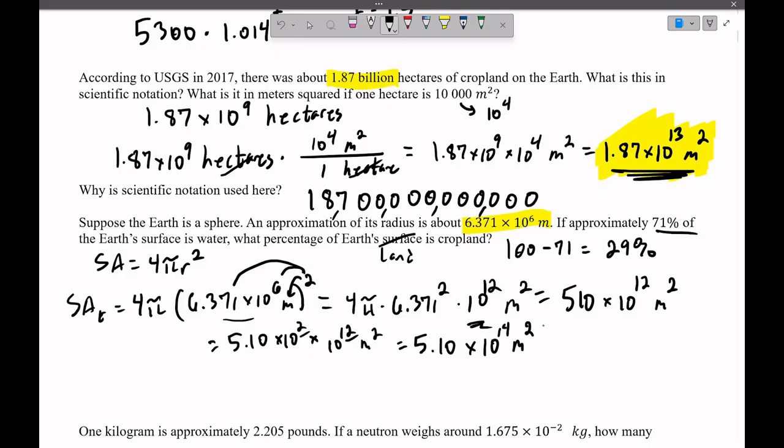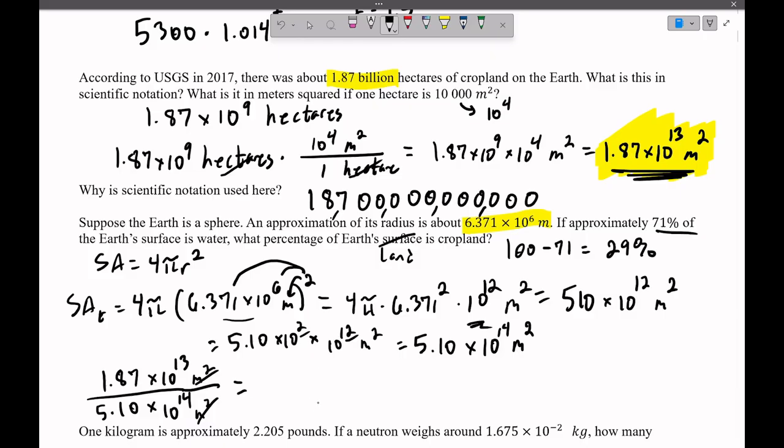Now, to find the percentage of the Earth's land that is cropland, all we have to do is take the cropland, which again is this 1.87 times 10 to the 13, and divide it by the total surface area of Earth's land. So 1.87 times 10 to the 13 over 5.10 times 10 to the 14. And of course, this is in meters squared, and this is in meters squared, and the units cancel, which is what you expect for a percentage.